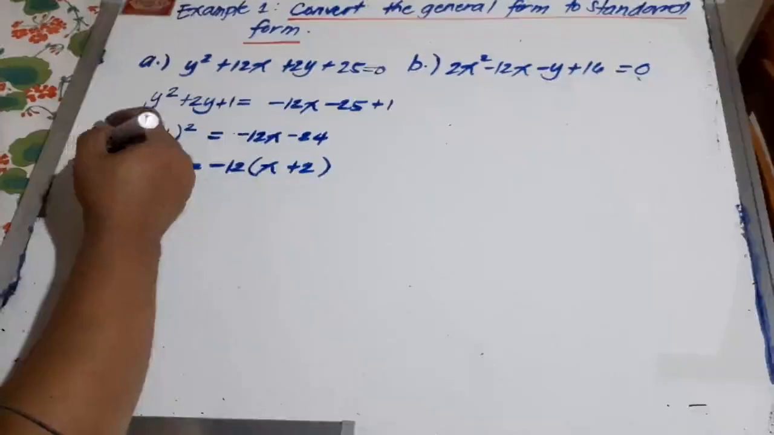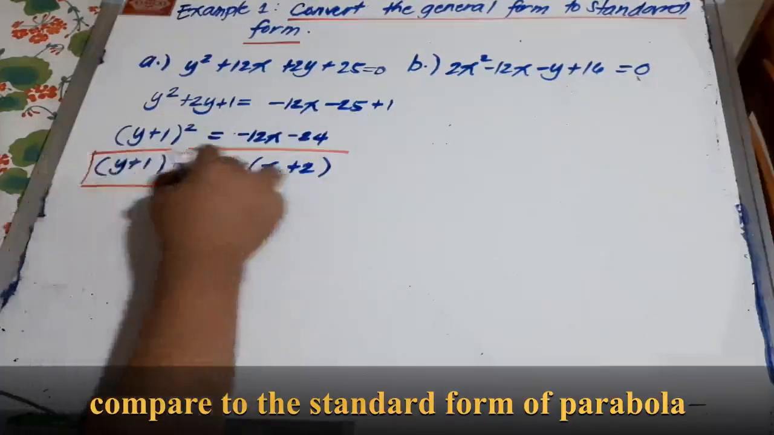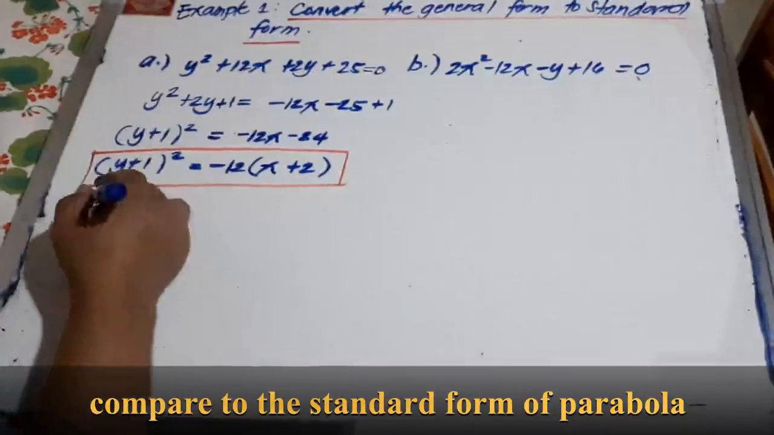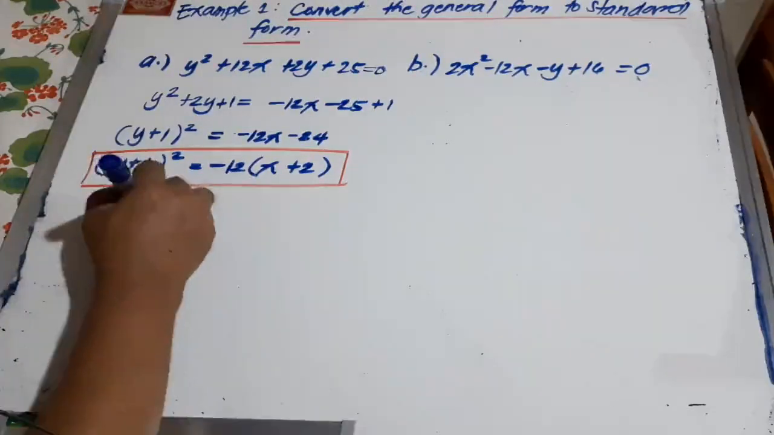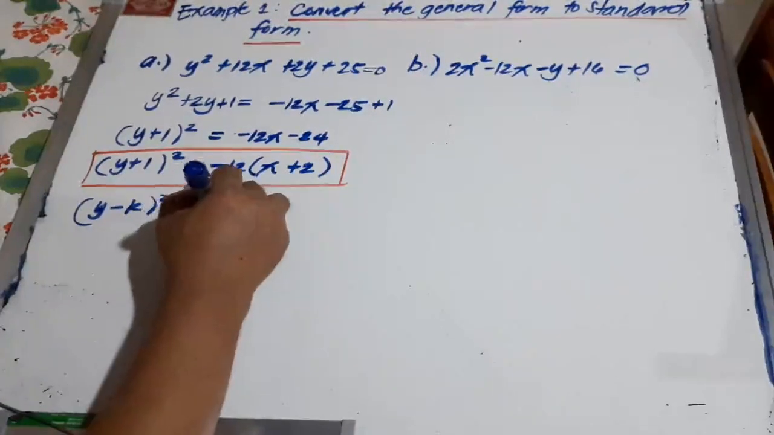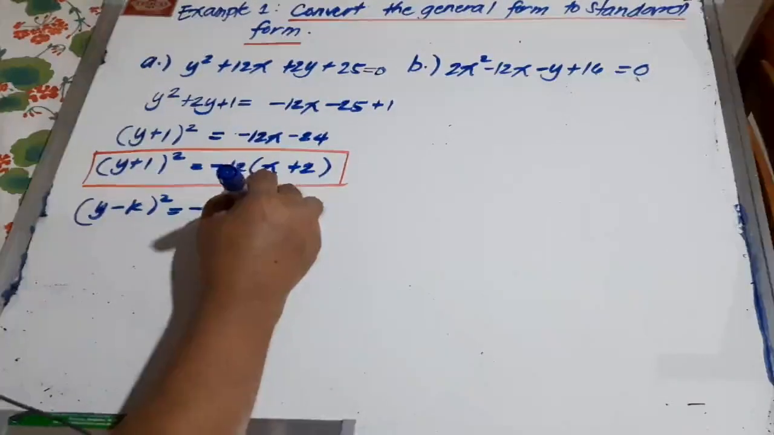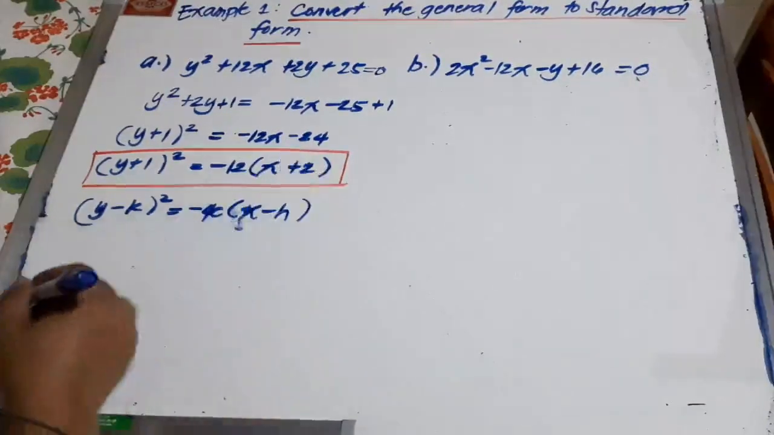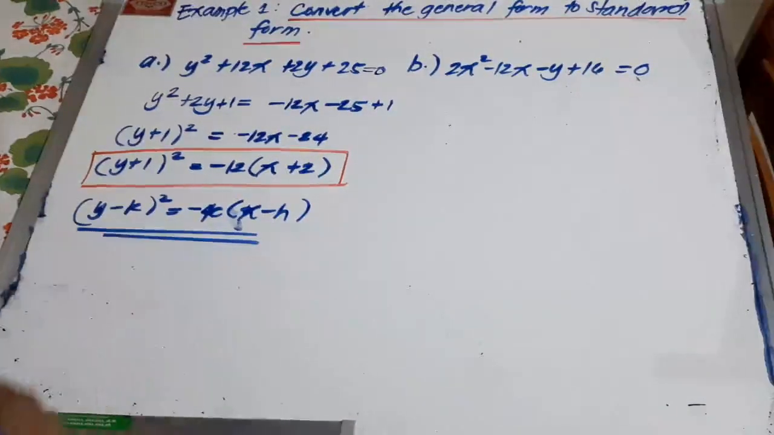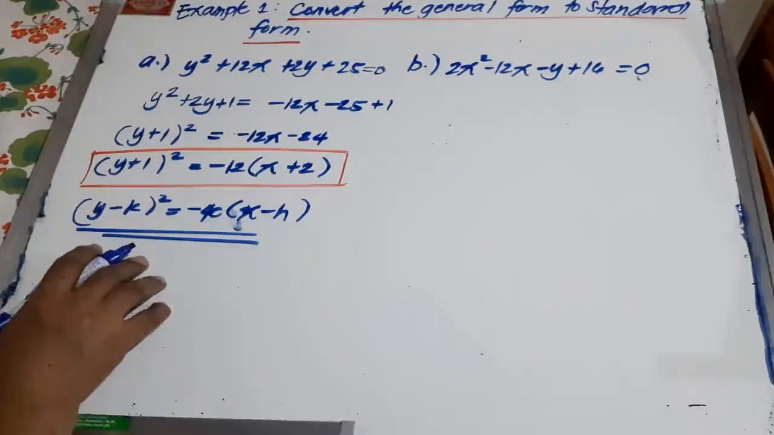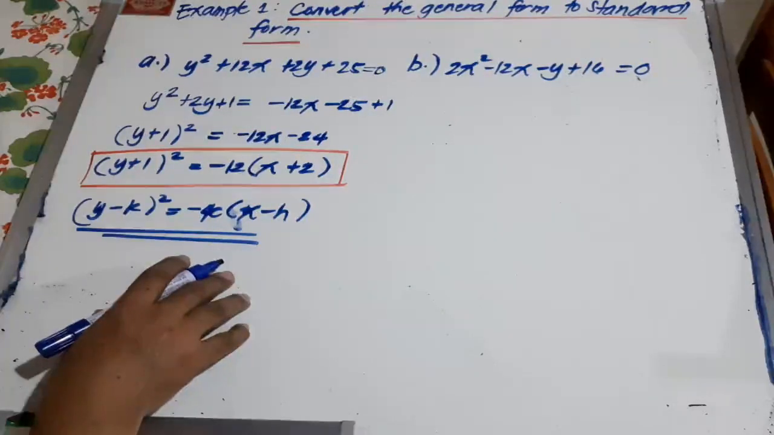So ito na yung ating tinatawag na standard form. And if we're going to match this to our standard form with vertex at h,k, this will be y minus k squared equals negative 4c times x minus h. Okay? So ito yung standard form. Itong standard form na to has an equivalent graph of vertex at h,k, then opens to the left. The curve opens to the left.